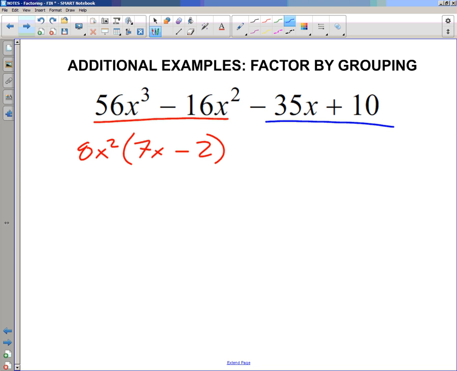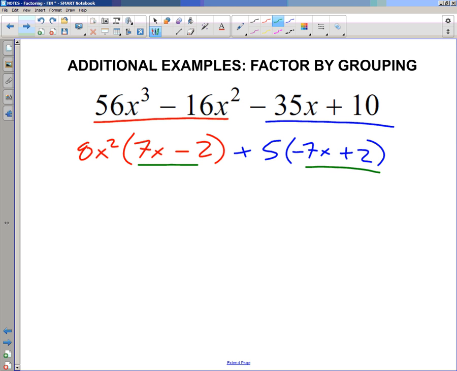We want to factor out a GCF. We got 35 and a 10, and those are both divisible by 5. So we'll pull a 5 out in front. That's going to leave behind, now that was a negative 35, so this would be a negative 7x, and positive 10 divided by 5 would be plus 2.